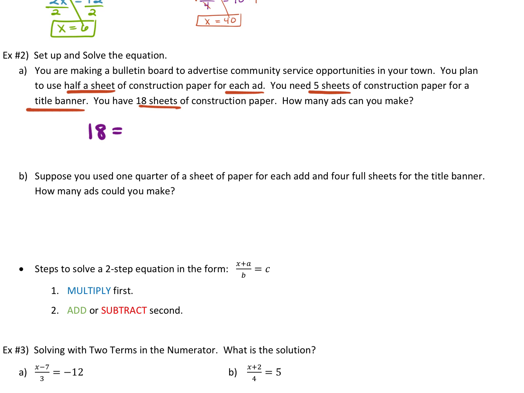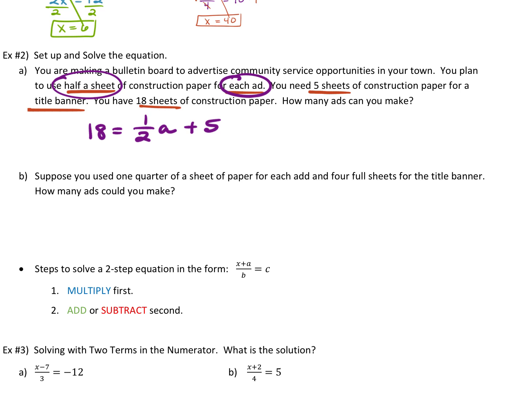I did 1/2 x plus 5 equals 18. Yes. So if it's a half a sheet per ad, I would go 1/2 sheet per ad. I did A, she did X. I don't care what variable you use, as long as you're using a variable here. But then it's plus the 5 sheets that they're going to need for that title banner. Okay? That should equal the total number of sheets, which is 18.